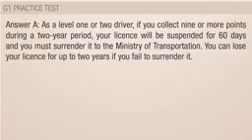Answer A. As a level 1 or 2 driver, if you collect 9 or more points during a 2-year period, your license will be suspended for 60 days and you must surrender it to the Ministry of Transportation. You can lose your license for up to 2 years if you fail to surrender it.